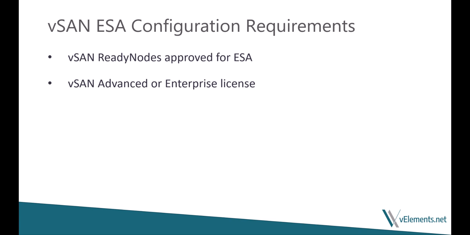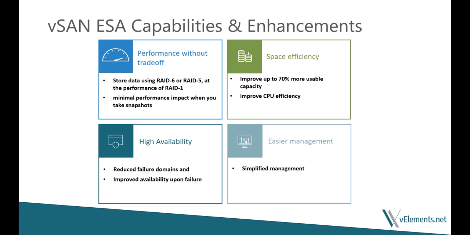And now let's highlight the main enhancements in vSAN ESA, which come in 4 different categories. First, you get better performance without a trade-off. But what do I really mean by that? Well, you can store data using RAID 5 or 6, but at the performance of RAID 1, and you will have a minimal performance impact when you take a snapshot. Besides that, vSAN ESA can provide up to 70% more usable capacity and improve CPU efficiency.